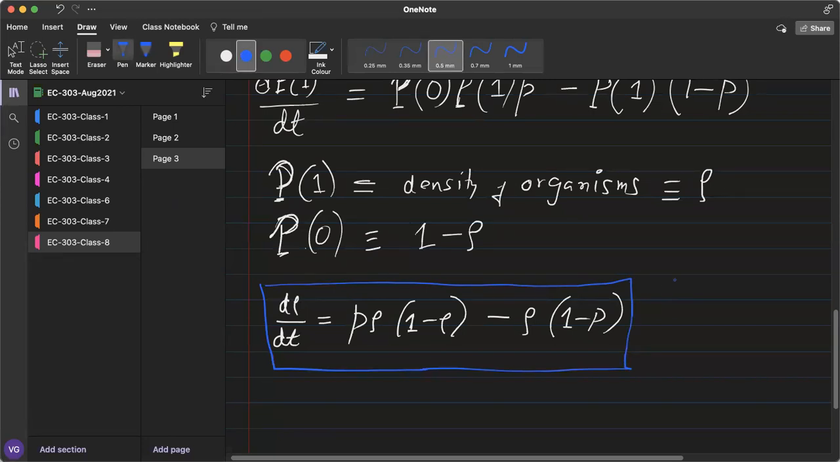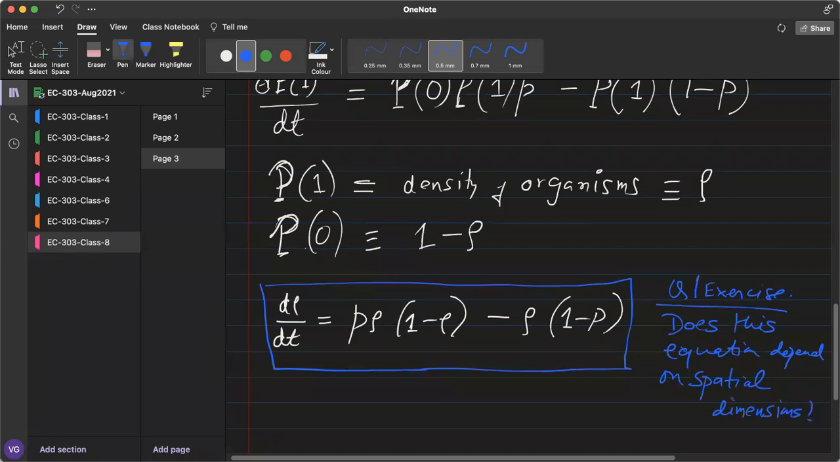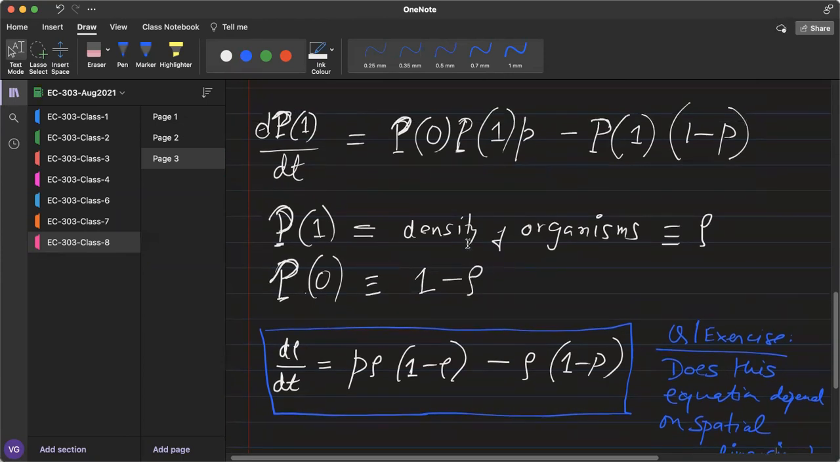So again, let me remind you of a small exercise. Does this equation depend on the spatial dimensionality? What's your guess? What's your hunch? I would say no. Why would you say no? Because rho is a proportion, not a count, and the probability p is independent of space. Oh wait, that might... Okay, just work it out. See what you find.